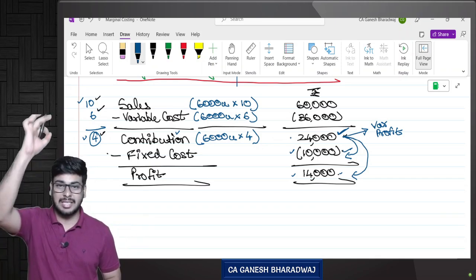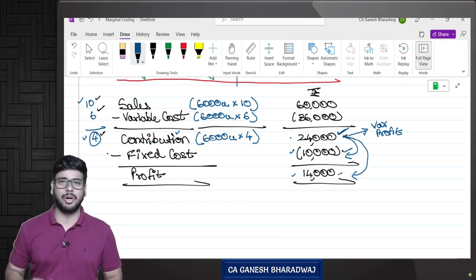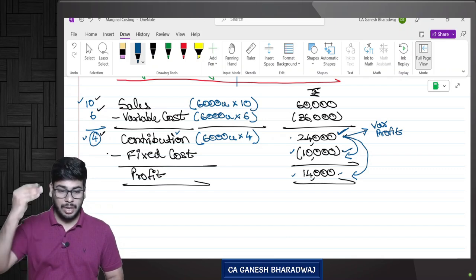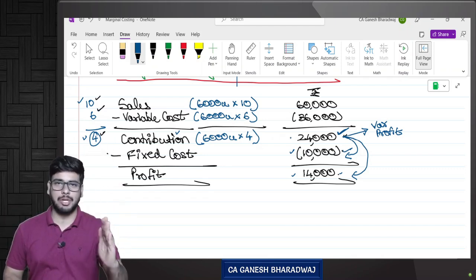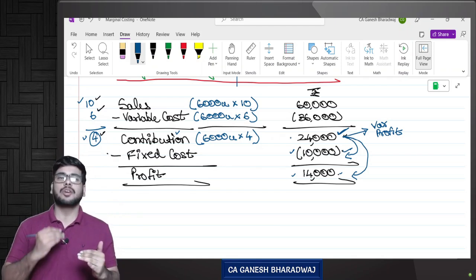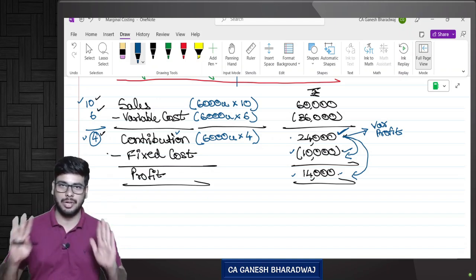So this is the marginal costing income statement. This is very, very important. So once again, you just tell me, what is the marginal costing income statement? Sales minus variable cost gives you contribution. Contribution minus fixed cost gives you profit. Are you clear with this?